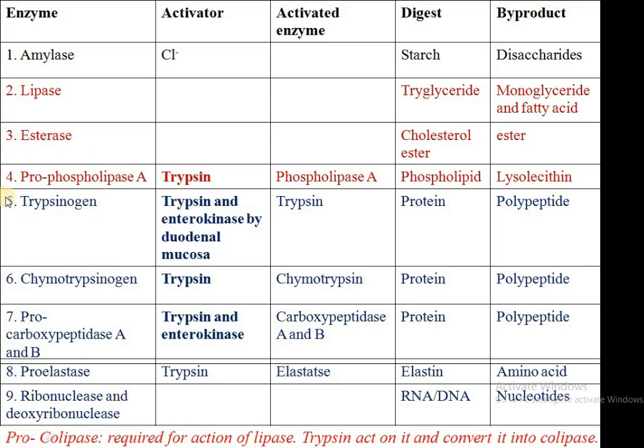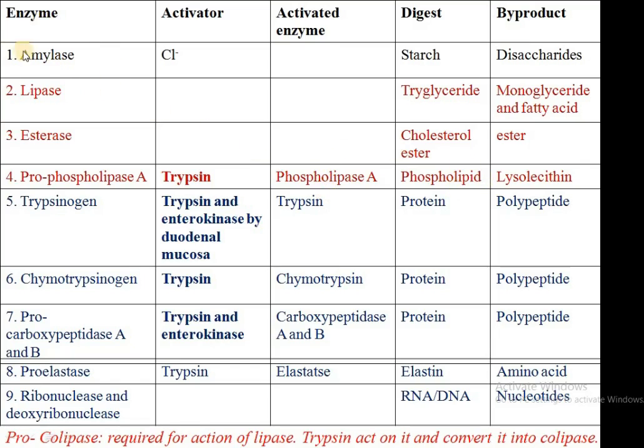Most of the enzymes of the pancreas remain in an inactivated form. They get activated in the duodenum only by the secretion of the duodenal enzyme, that is the enterokinase, and the trypsin, which has been previously formed in the duodenum. And then they get activated and help in digestion.